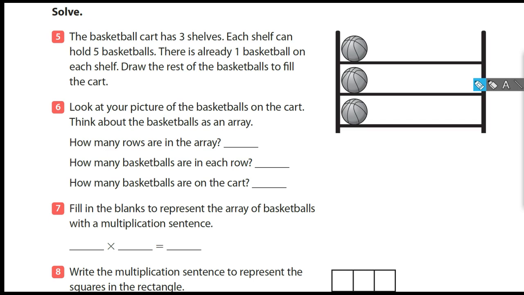So number 5 says we need to solve this. I need to understand the problem. How do I do that? Well, by reading it and finding out important information. The basketball card has 3 shelves. That's right. 1, 2, 3.